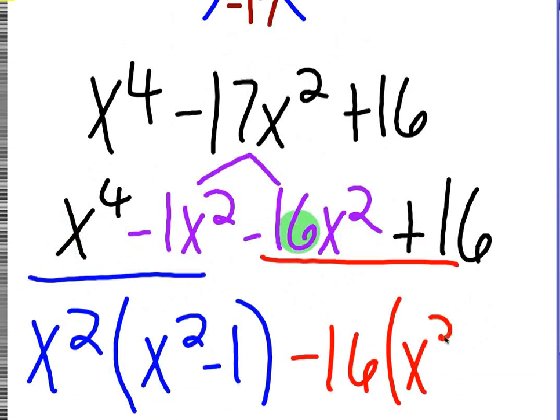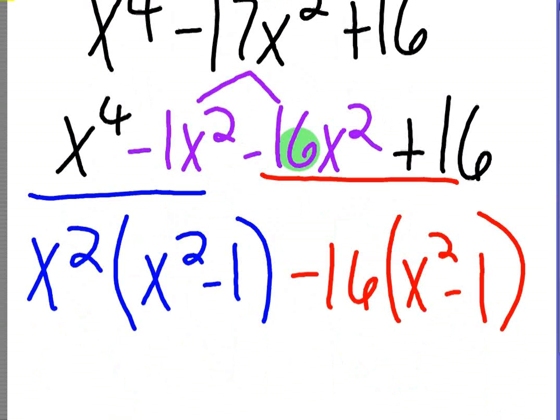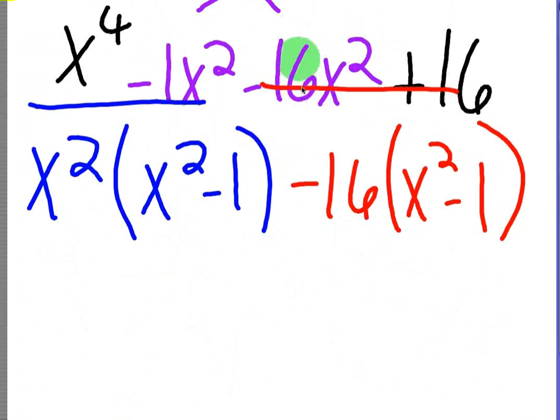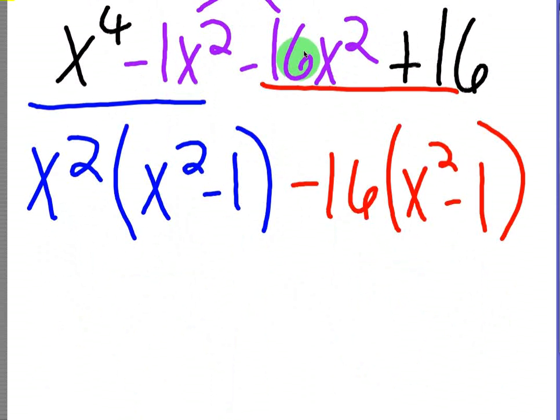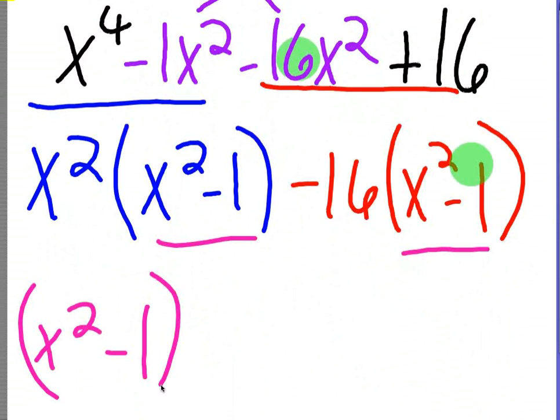X squared minus 1. And then so basically now we know that we've done it right because what we got in the parentheses is the same. So this right here is going to be the first factor, x squared minus 1. And then the leftover is going to be the other factor. I think I know which way you guys like better.